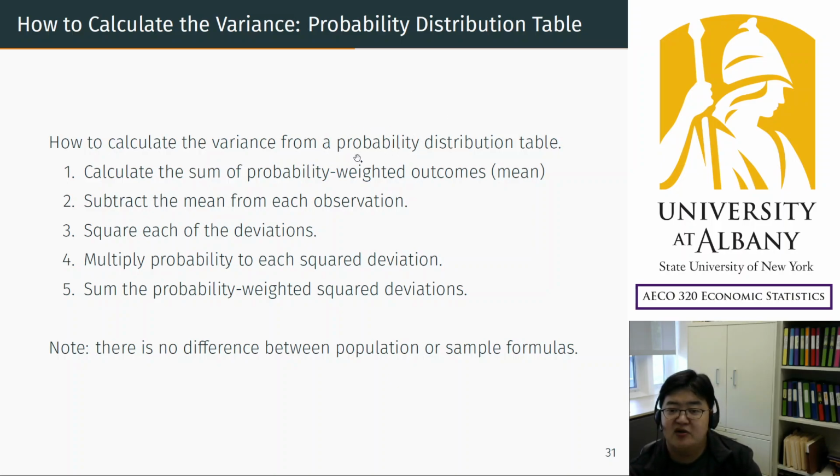If the probability was population probability, then the variance will be population variance. If the probability was sample probability, the variance is sample variance. If the probability is true probability, which is population probability, then the variance is true variance. So there is no difference in the formulas.